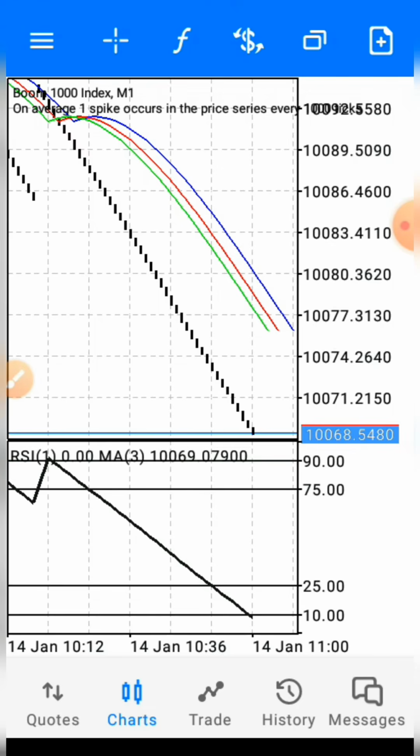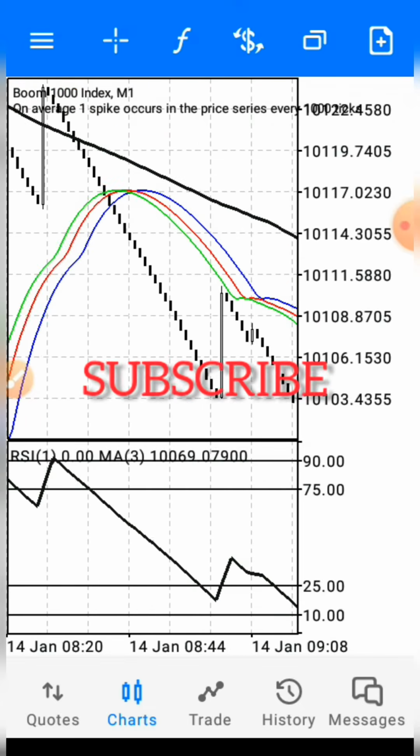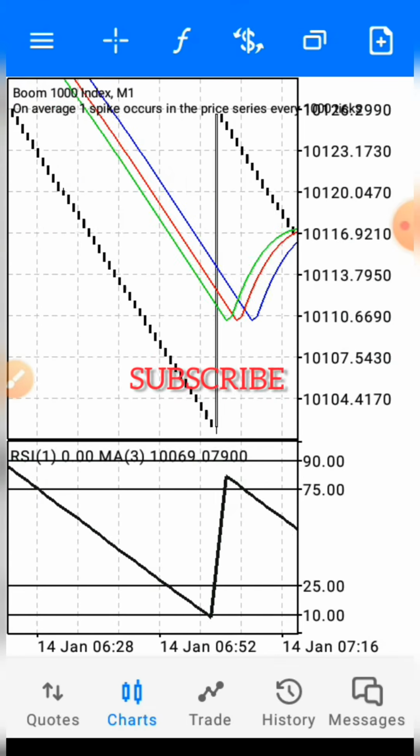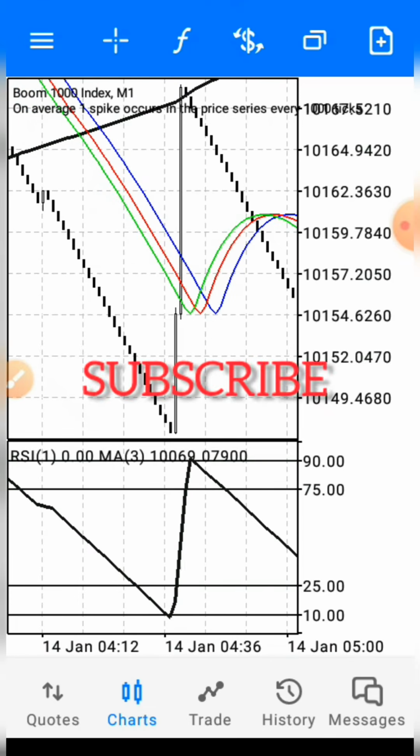So that's just the settings. That's how simple it is.